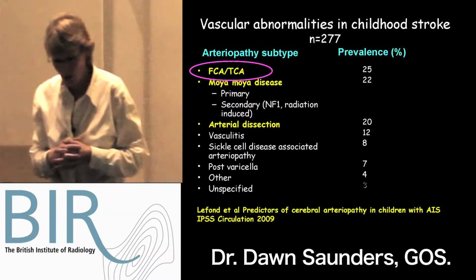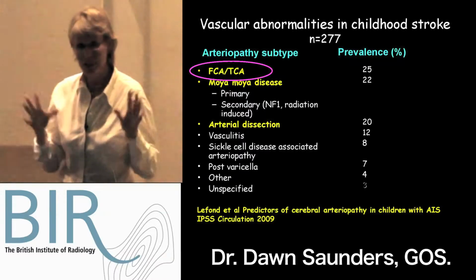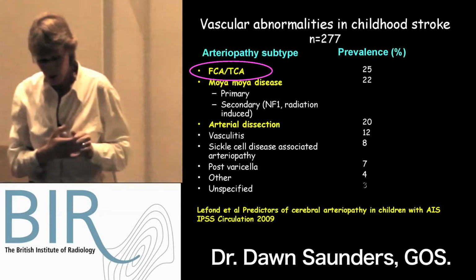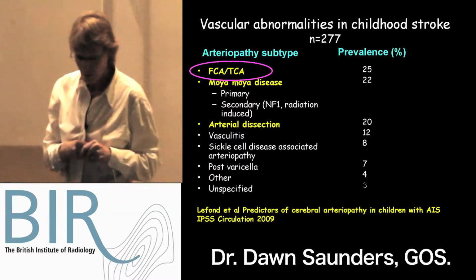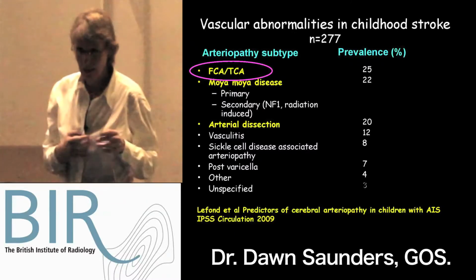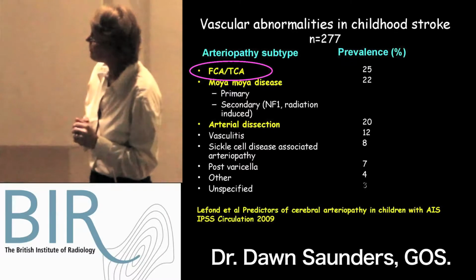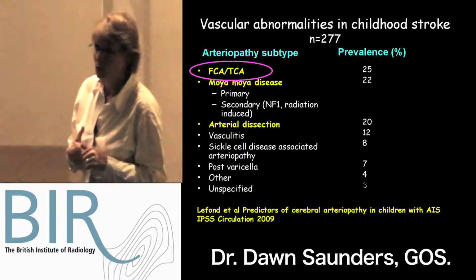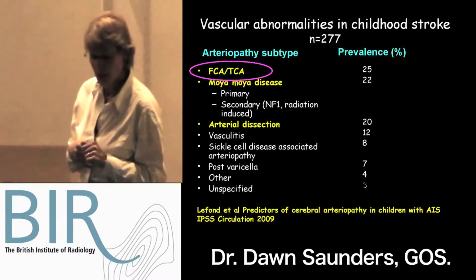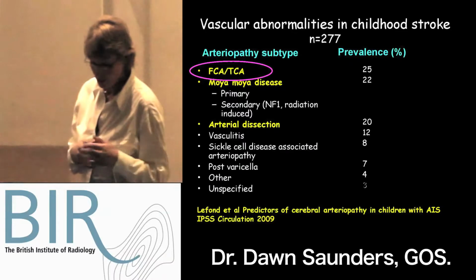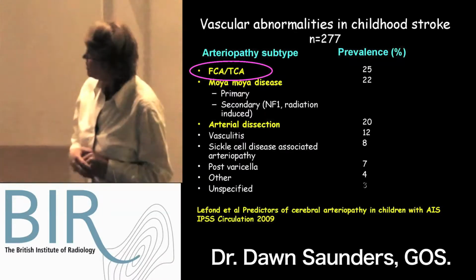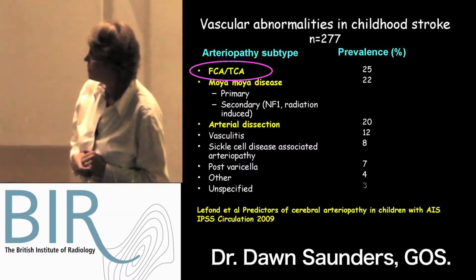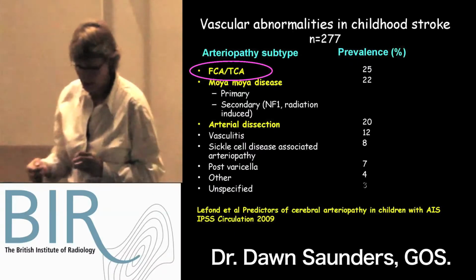Other important causes are Moyamoya disease, which might be primary, so there's no underlying cause, and that's very typical of the Japanese cohort and a large population in our cohort as well. Or there are the secondary causes: NF1, radiation, you see it in Down syndrome, Williams. Arterial dissection is a very, very important cause, particularly in patients who have posterior circulation strokes, and I'll talk to you about that. Much less frequent diagnoses are vasculitis, sickle cell disease-associated arteriopathy, and post-varicella vasculitis.